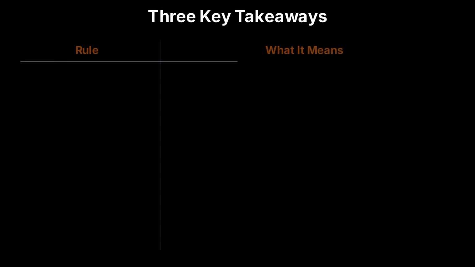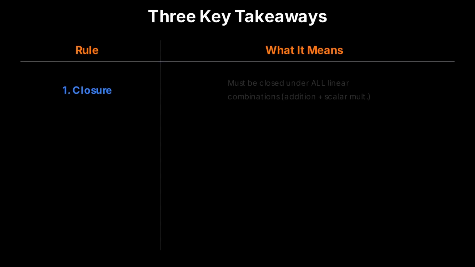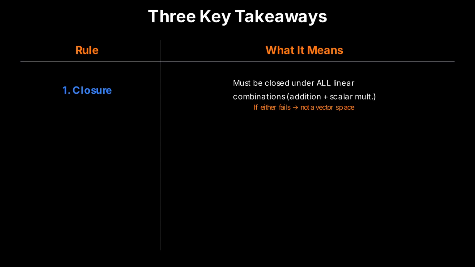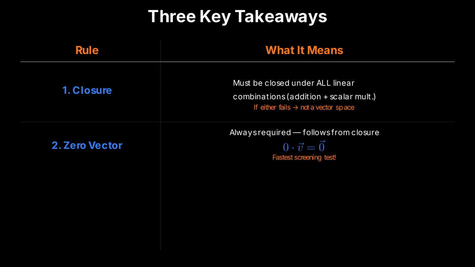Let's wrap up with 3 key takeaways. First, closure. A vector space must be closed under all linear combinations. That means both addition and scalar multiplication. If either one fails, it's not a vector space. Second, the zero vector is non-negotiable. This actually follows from closure itself. 0 times any vector equals the zero vector, so the zero vector must be in the space.